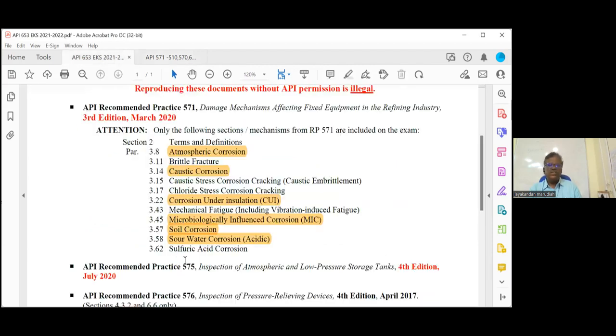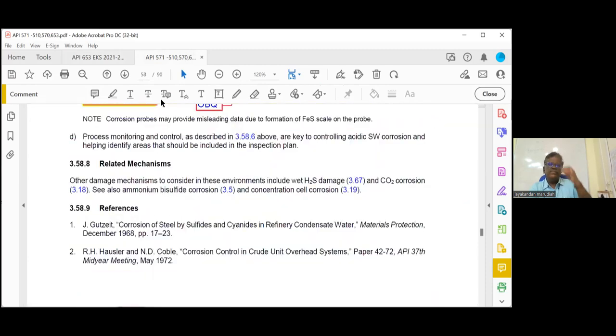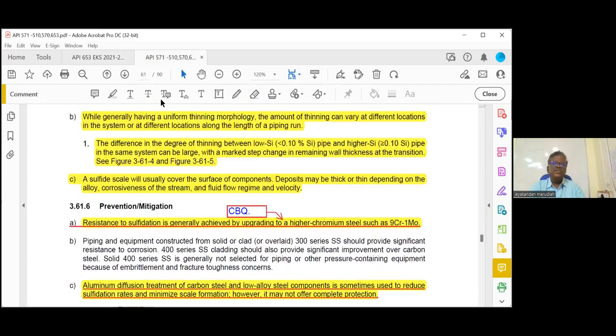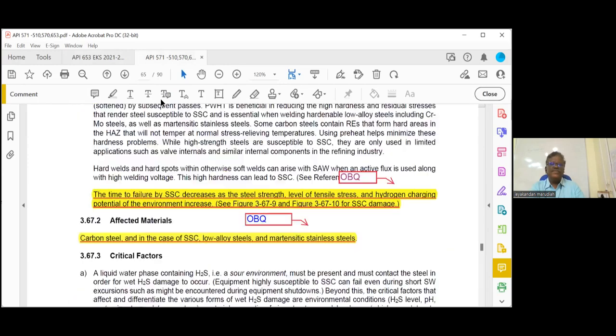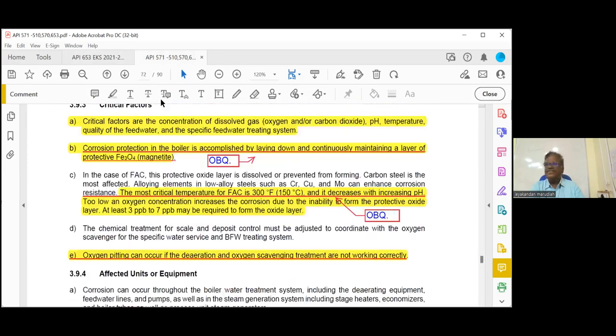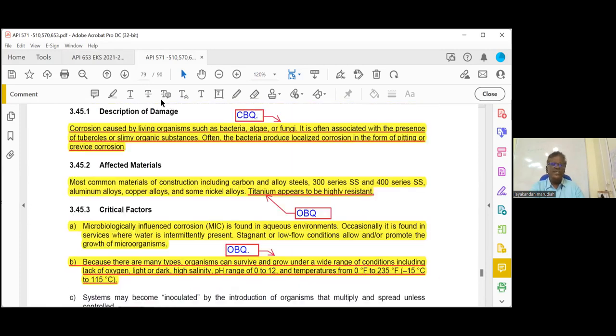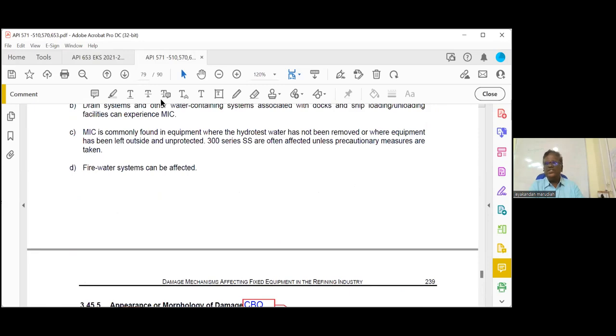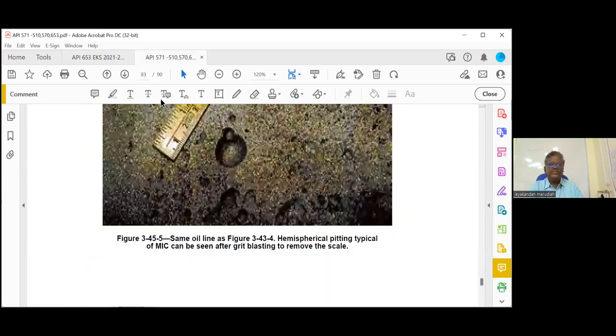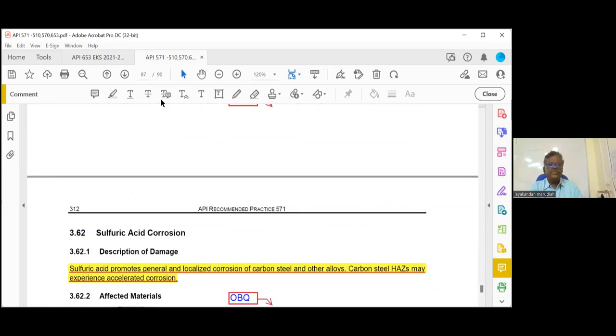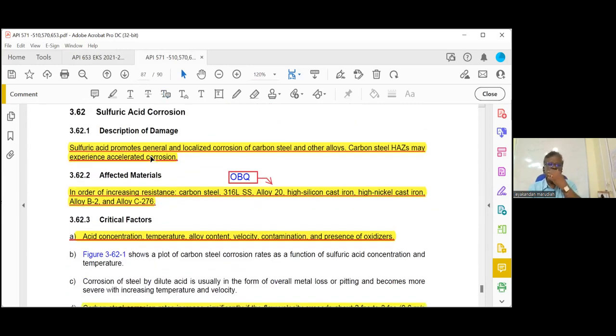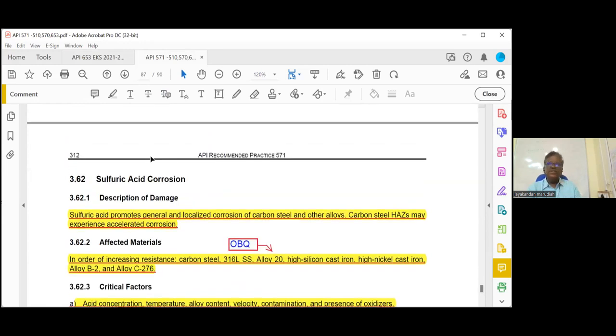The next internal corrosion is sulfuric acid corrosion. So what is sulfuric acid? Chemical formula of sulfuric acid. H2SO4. Not H2S, which is hydrogen sulfide. Sulfuric acid is H2SO4. Okay. Page number 312.